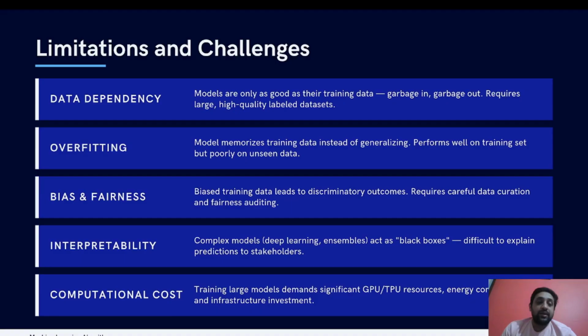Bias in training data can lead to unfair or discriminatory outcomes, raising ethical concerns. Many advanced models act as black boxes, making them difficult to interpret. Additionally, training complex models requires significant computational resources, which can be costly and energy intensive.